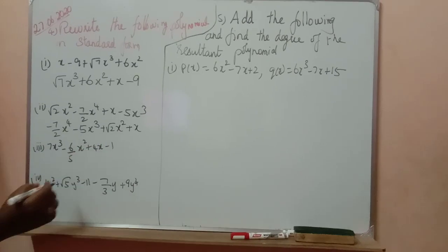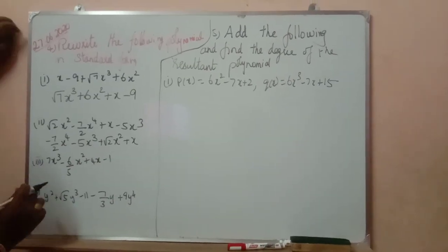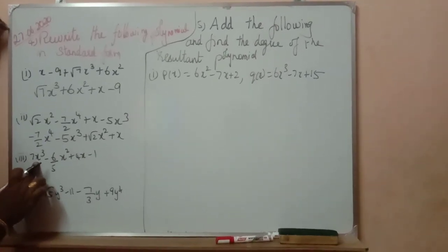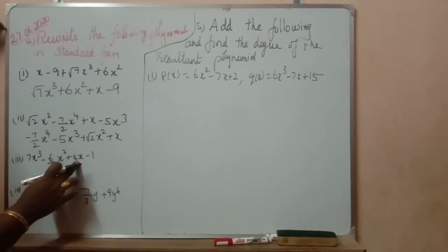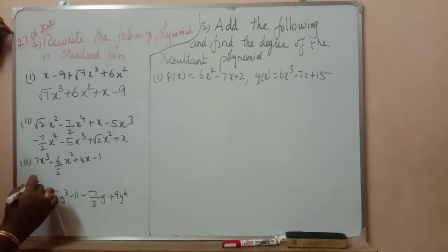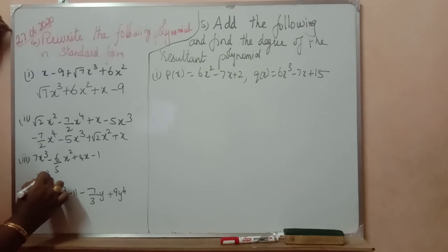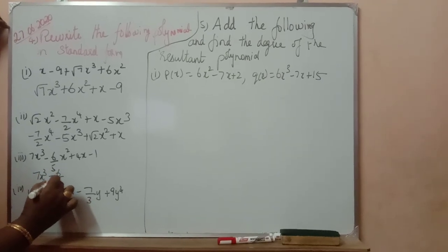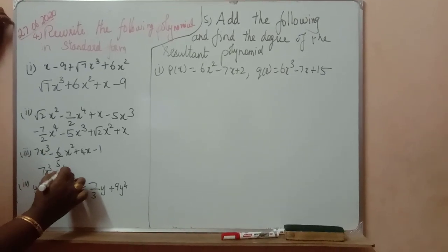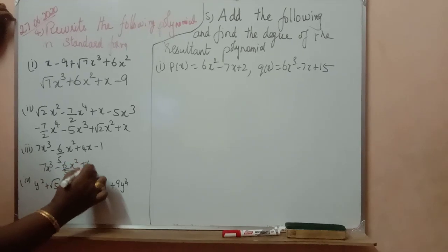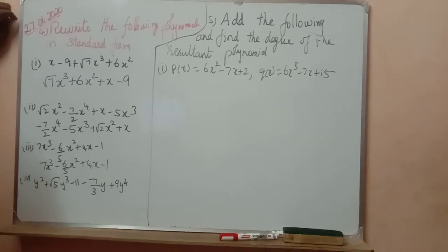When you write, see to it that the sign is right. Next, variable is x cube, x square, x, then constant. Already it is in standard form, so no change in this. As such we can write 7x cube minus 6 by 5 x square plus 4x minus 1.